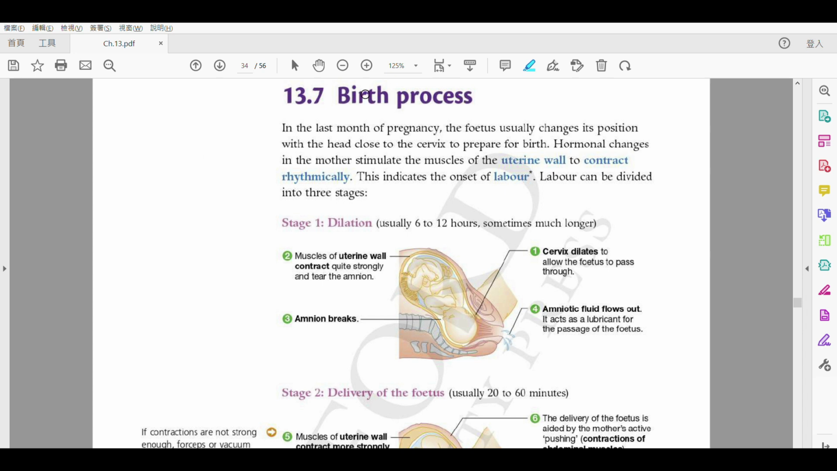So earlier we've talked about pregnancy, right? After 9.5 months, the mother would normally give birth to the fetus. And once it is given birth, it is called a baby. Alright? So when we talk about the birth process, this is the last month of the pregnancy.